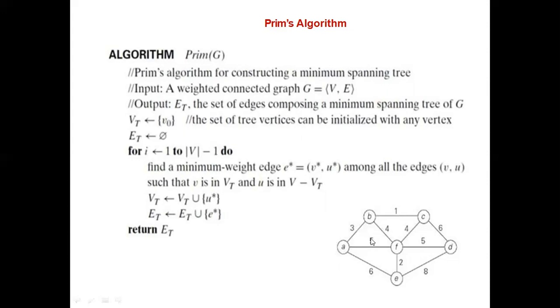So A, B, C became part of the spanning tree. Now with respect to A, B, C, you should check which edge is connecting to the remaining part of the graph with the minimum weight. That one will be added. This is all about Prim's algorithm.